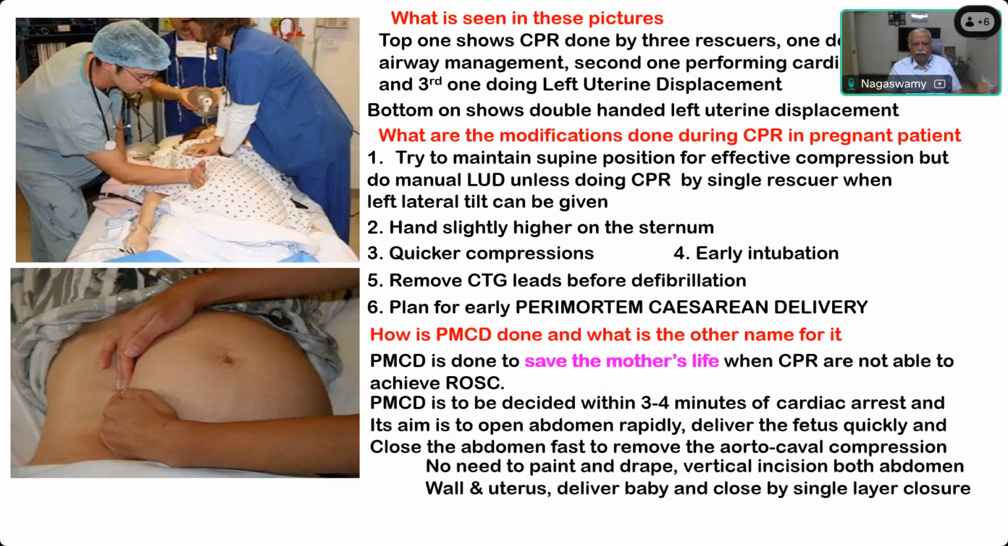No need to paint and drape. Vertical incision, both abdominal wall and uterus. Right away deliver the baby as soon as possible. Close by single layer closure. Even if you develop a hernia later on, doesn't matter. You have to somehow save the mother. So that is the technique.